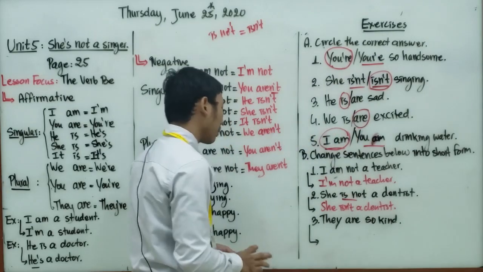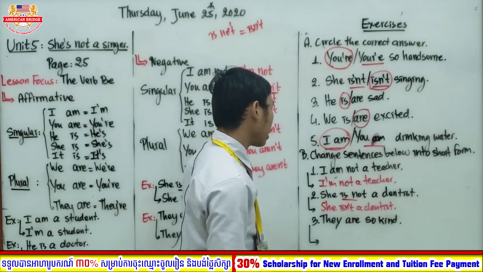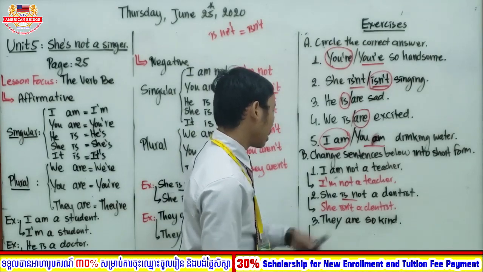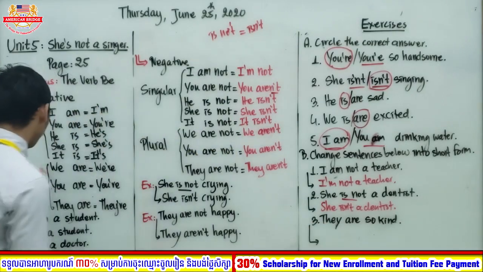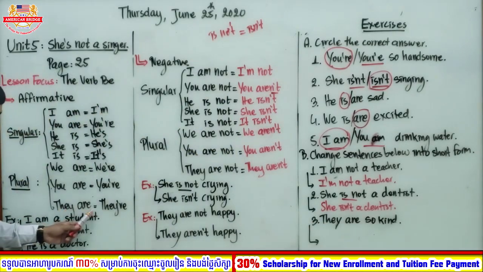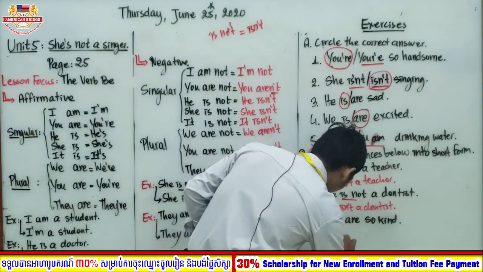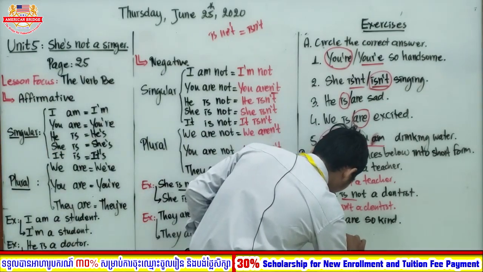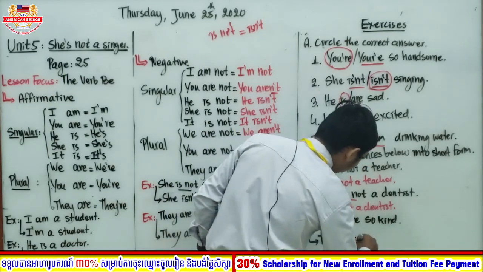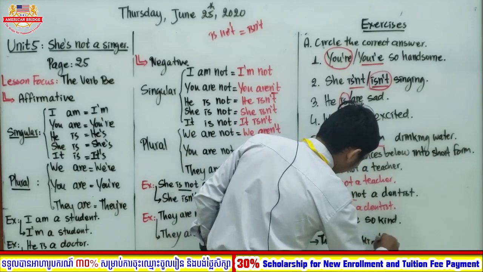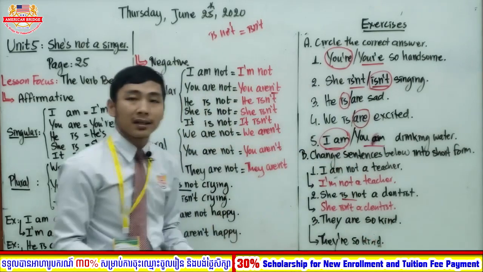Okay. What about number 3? They are so kind. How can you change it into a short form? They are. Look at here. This one, right? They. You just write apostrophe and then add re and then so kind. Have you got the right answer, everyone?